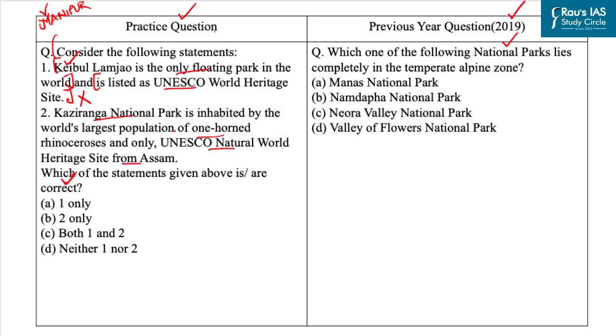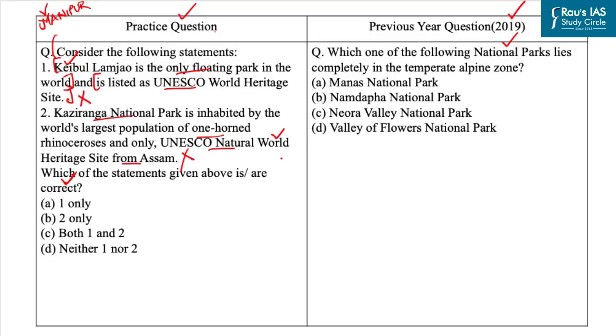from Assam. Now, Kaziranga National Park is a national park in the state of Assam, and this park hosts two-thirds of the world's great one-horned rhinoceros, and also it is a part of UNESCO World Heritage Site, but it is not the only UNESCO Natural World Heritage Site from Assam, as Manas is also there. So with this, our second statement is incorrect.